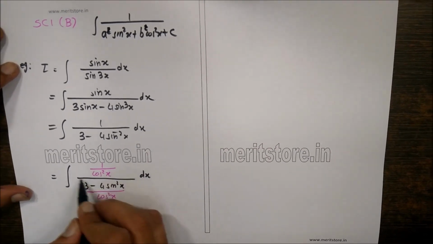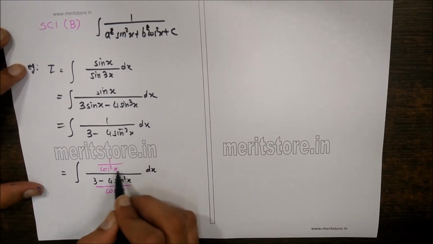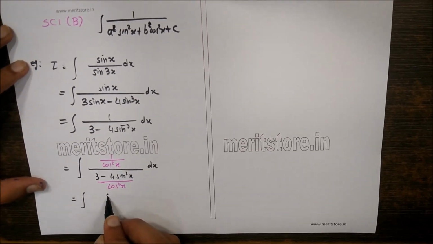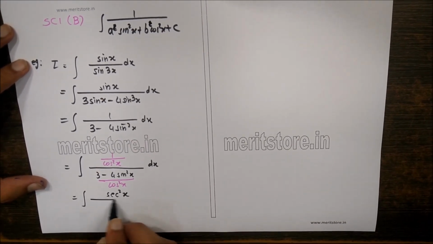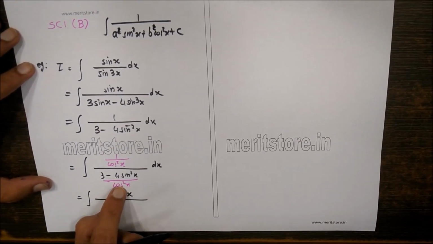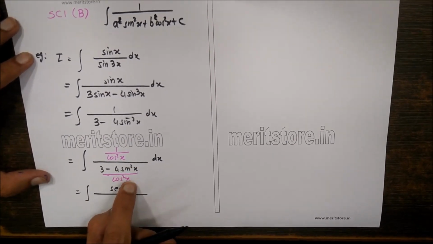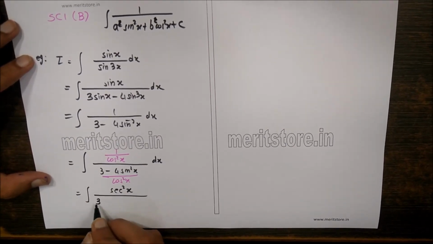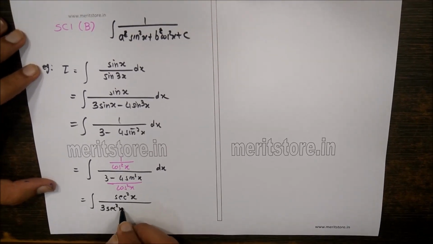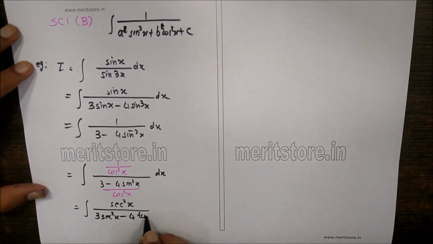In the next step, the 1 upon cos square x in the numerator is written as sec square x, and in the denominator I split this cos square x as 3 upon cos square x minus 4 sine square x upon cos square x, which converts to 3 sec square x minus 4 tan square x dx.